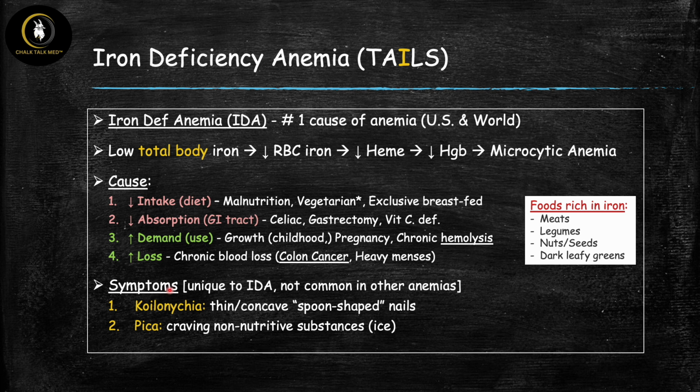Now let's talk about the symptoms of iron deficiency anemia. So all anemias are going to have symptoms of tissue hypoxia, which is shortness of breath or fatigue, but there's a couple of symptoms that are more unique to iron deficiency anemia that you don't get to see in other anemias, so it's helpful to know them. One of them is koilonychia, which is spoon-shaped nails, and the other one is pica, which is the craving of substances that are not nutritive or food. The most common case here in iron deficiency anemia is craving ice.